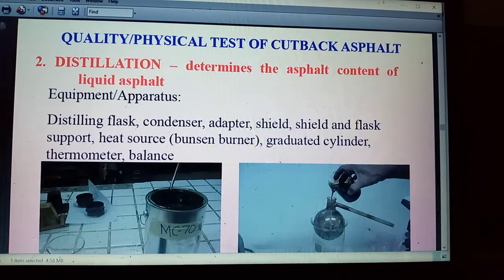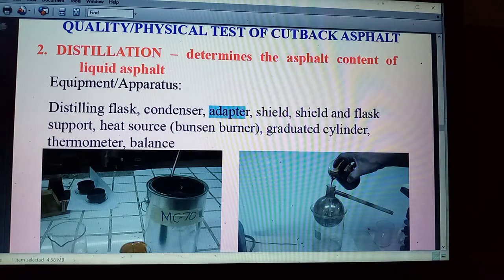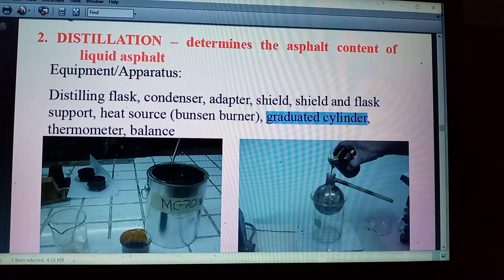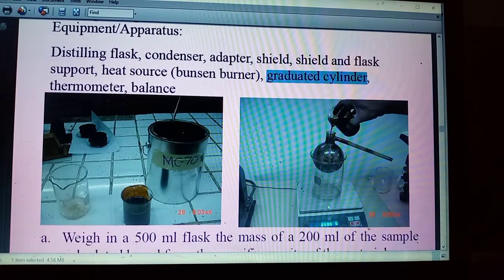So, yung apparatus mo, marami na naman, no? 7 lang yung hiningi ko doon sa assignment nyo, pero marami dito. Distilling flask, condenser, adapter, shield and flask support, heat source or Bunsen burner, graduated cylinder, thermometer and balance. Lahat ng to, kung nakinig kayo ng maayos sa chemistry teacher mo, dapat familiar na sa inyo. Kung papasok kayo sa laboratory, dapat familiar na to sa inyo ng mga equipment. So, ganun din ang ginagamit para sa testing of asphalt.